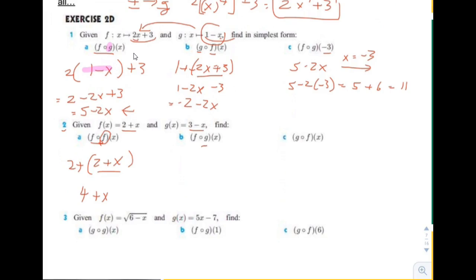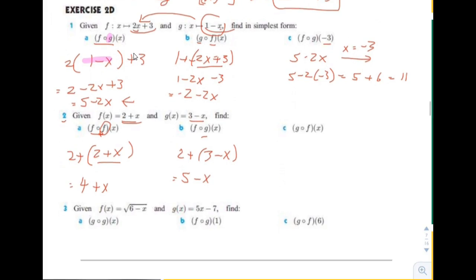What about f follows g? So g would be 3 minus x, and then if we do f after that, it would be 2 plus something, and that something is 3 minus x. And if we simplify that, we get 5 minus x.